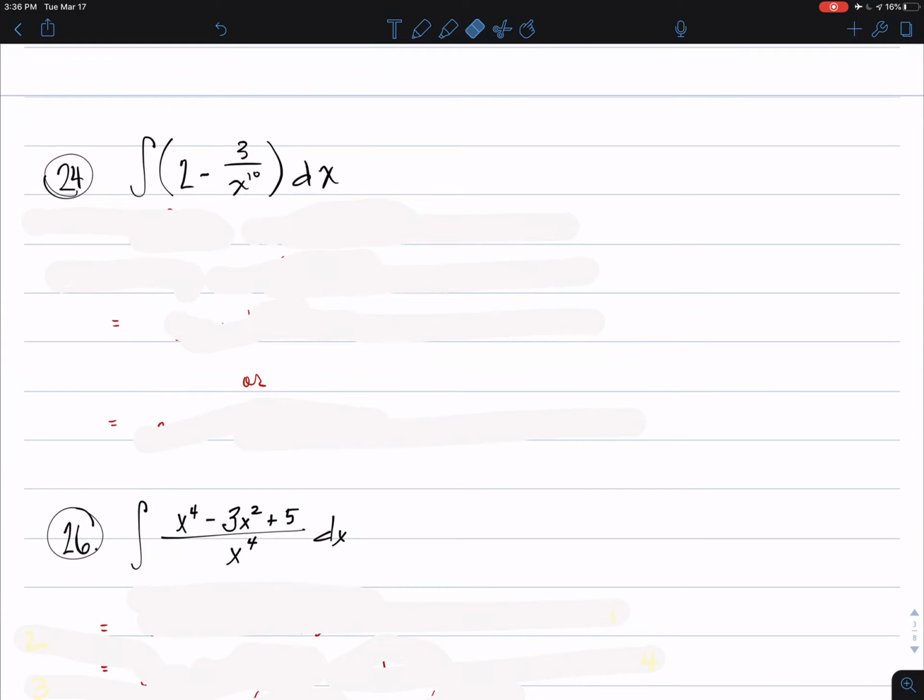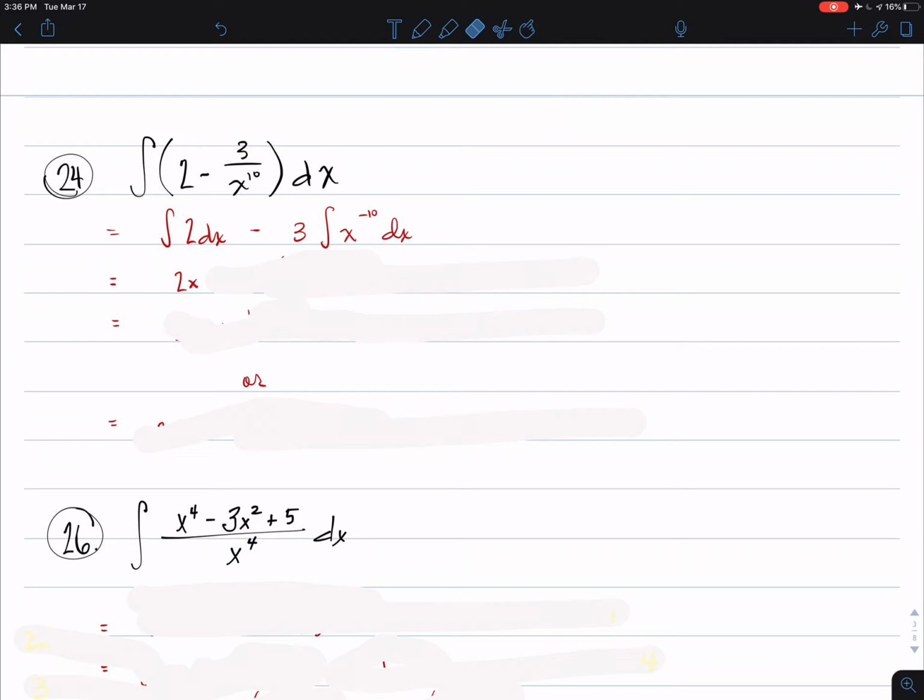All right, on the next one, again, splitting them apart, we'll have the integral of 2 dx minus, okay, so my 3 is a constant multiplier, and let's take that x to the 10th and move it to the top. So that'll be a minus 3 times the integral of x to the negative 10th power dx. All right, taking one at a time, the integral of 2 dx, that's just a constant, so tack on an x. Your minus 3 can just stay where it is.